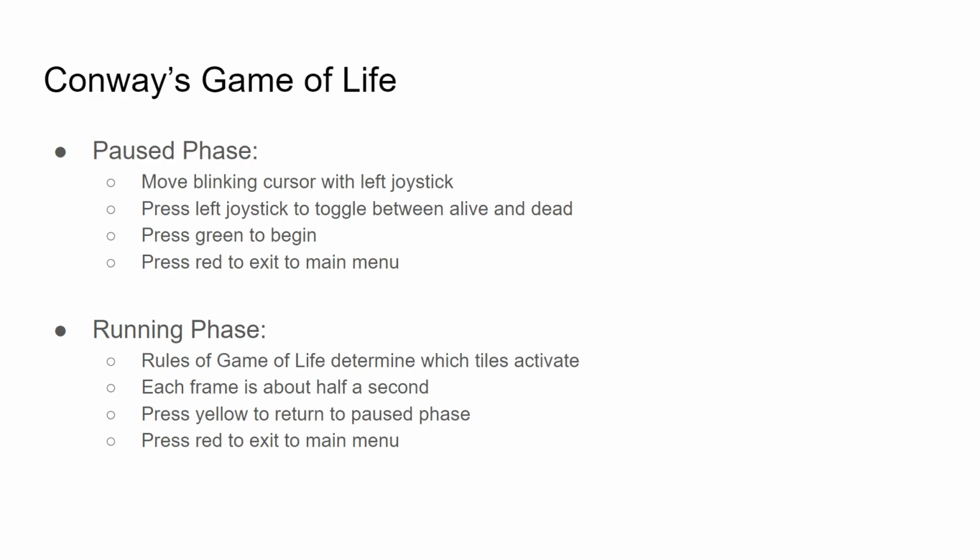In the game of life, the user can use the left joystick to move a blinking cursor around the grid to activate tiles. Pressing the joystick button will toggle between making tiles alive or dead. Once the user is ready, they can press the green button to start the game of life. The game will then run until the user presses the yellow button to return to the user input phase. If the user presses the red button at any time, the machine will return to the main menu.